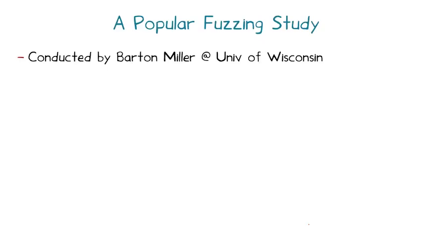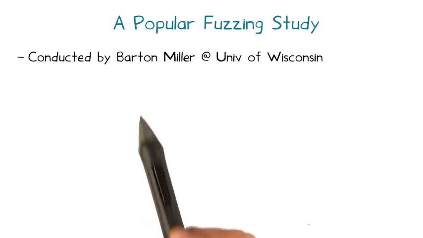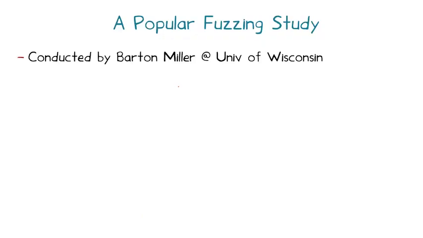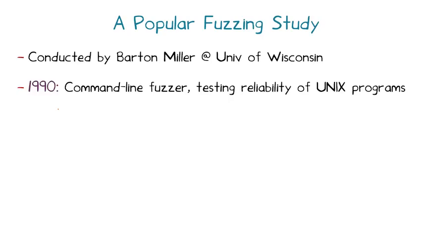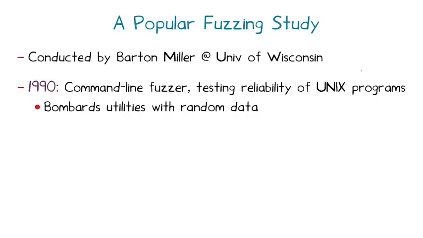The first popular fuzzing experiment was conducted by Barton Miller at the University of Wisconsin. In the year 1990, his team developed a command line fuzzer to test the reliability of Unix utility programs by bombarding them with random data. These programs covered a substantial part of the utilities that were commonly used at the time, such as the mail program, screen editors, compilers, and document formatting packages.